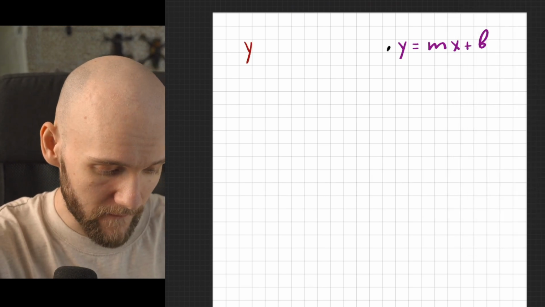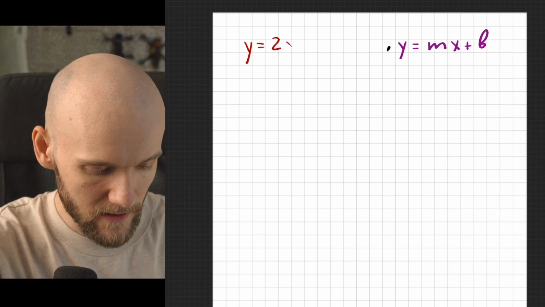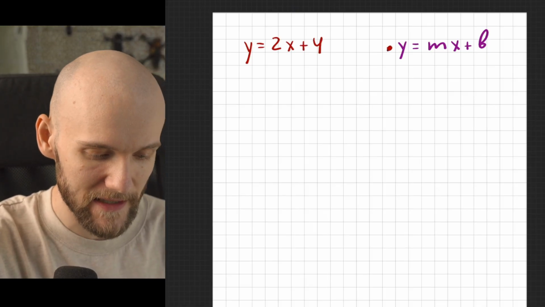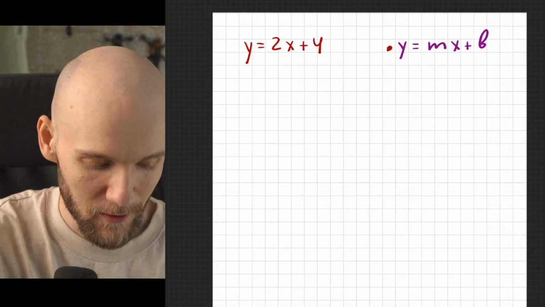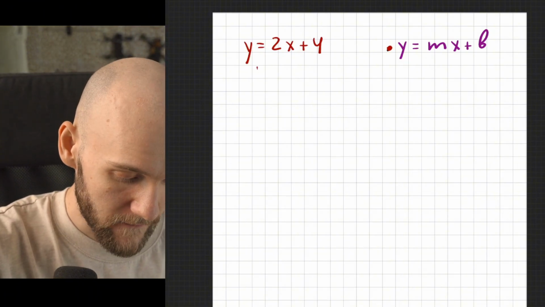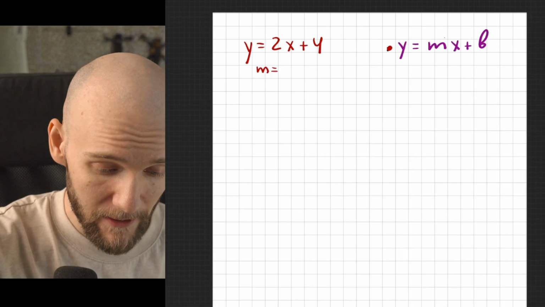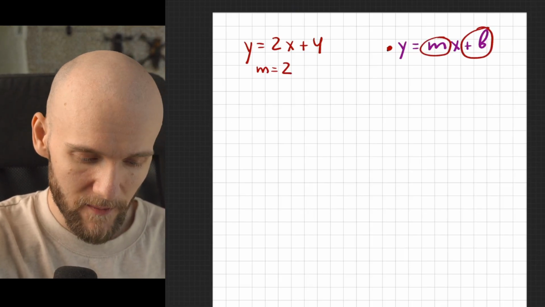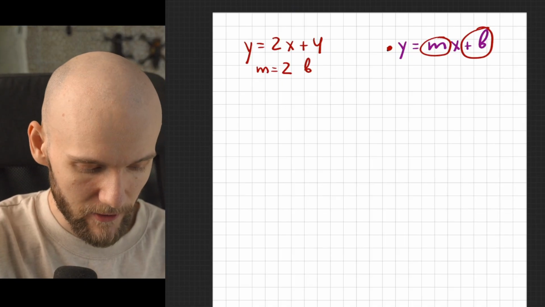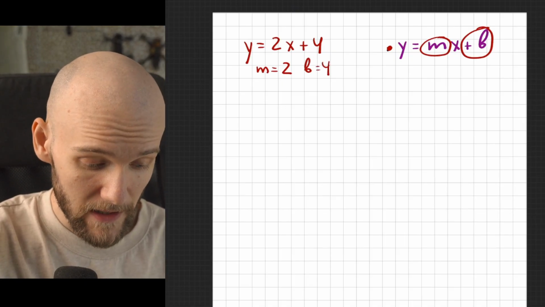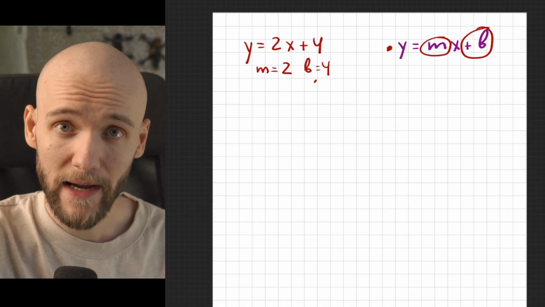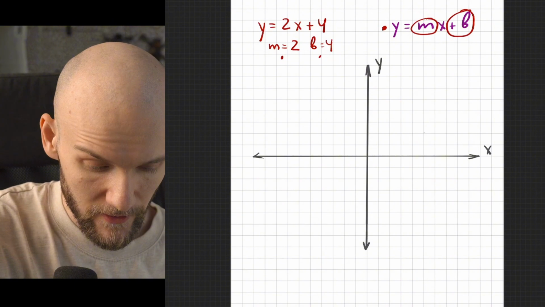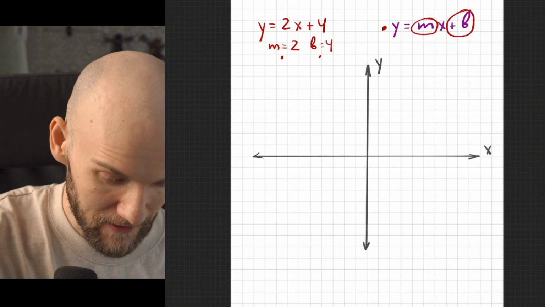So let's say you have an equation like y equals 2x plus 4, a very simple equation, and at the same time, it looks exactly like our slope-intercept form. We can easily find what our m value is. M is something that comes with x, it's 2, and then b is something that is just roaming free, which in our case is just 4. So we found our b, which is y-intercept, and we found m, which is our slope. Now you can use those values to graph your equation.